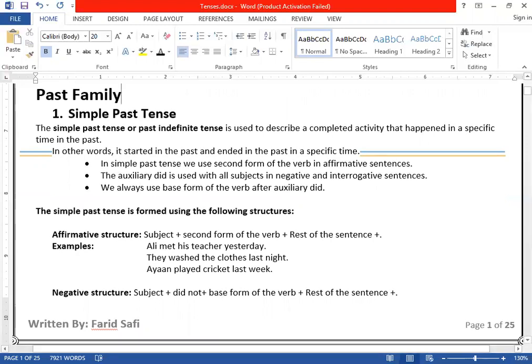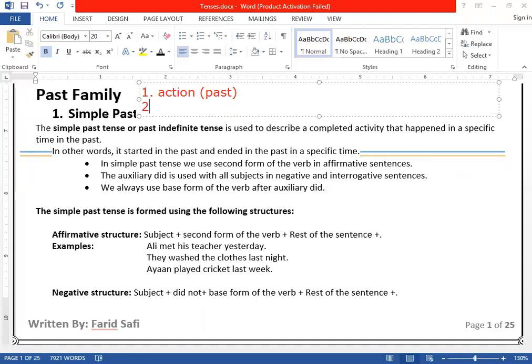Now let me guide you properly in an easy way. To understand simple past tense, clear, you need to understand two things. How many things? Two points. Point number one is that simple past tense shows an action that happened in the past. Number one thing.